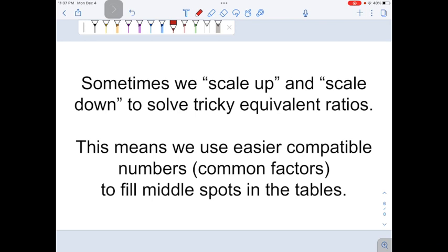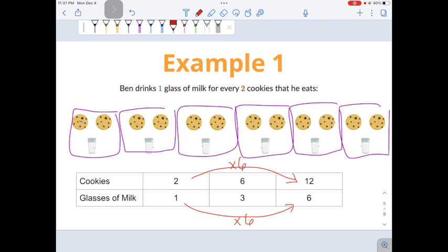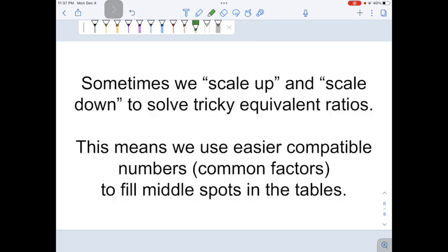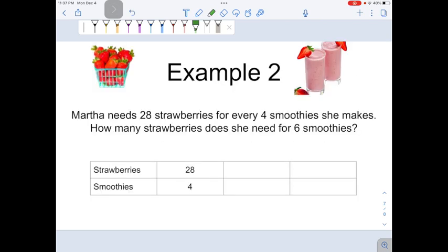Sometimes, though, we need to scale up and scale down to solve tricky equivalent ratios. Sometimes you can't just go from this first column to this column by multiplying by a whole number. So we need to use easier compatible numbers or common factors to fill the middle spots in the table. For example, Martha needs 28 strawberries for every 4 smoothies that she makes. How many strawberries does she need for 6 smoothies?